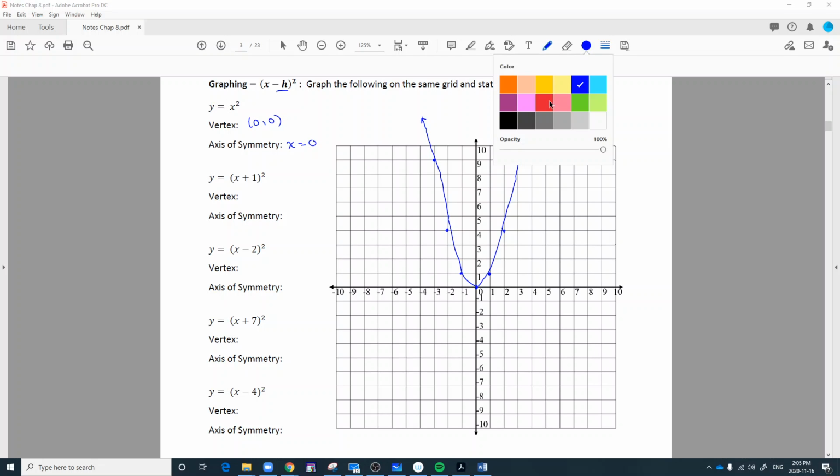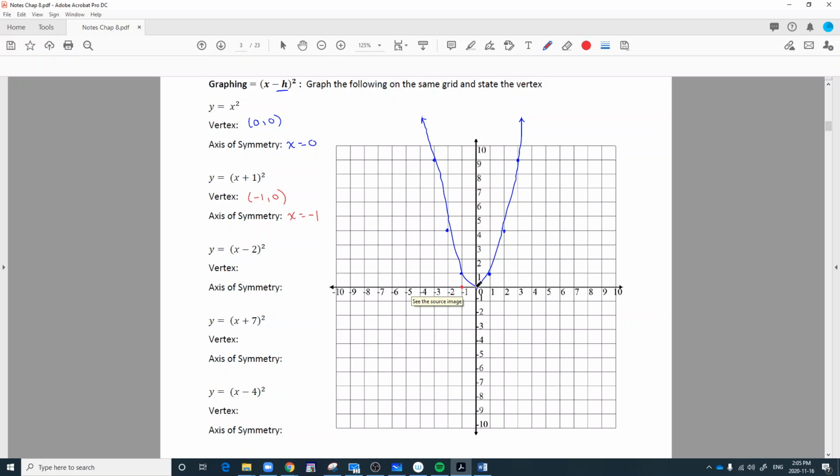Let's do the next one. The next one is a graph of y equals x plus 1 all squared. Now I know that my axis of symmetry is going to be negative 1. So what's going to happen is my vertex is going to be at negative 1, 0. Now from the vertex, it's going to keep that same shape.